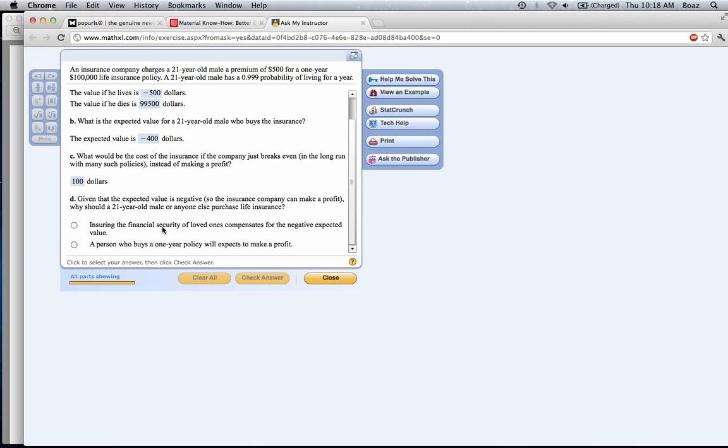Car insurance, the same way. You hope you never get into a wreck, and you pay out $1,000 a year for insurance, and you hopefully never see anything from that. Now, if you get in a hailstorm or a car wreck or something happens, then you'll get money for it. The same way with life insurance. And so ensuring the financial security of loved ones compensates for the negative expected value.